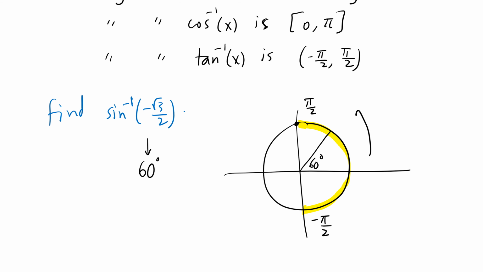Keep in mind, this is always the positive direction. That's the negative direction. But since the angle is negative, it's going to be here. It's negative 60 degrees. So the answer is negative 60 degrees, or you can say negative pi over 3 radians.